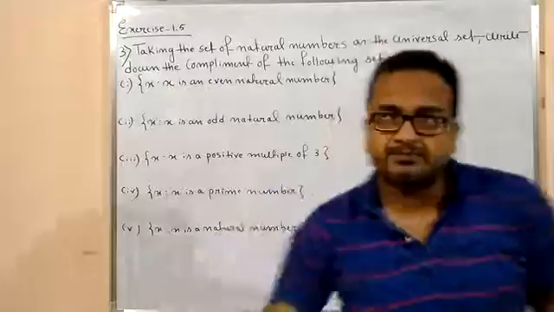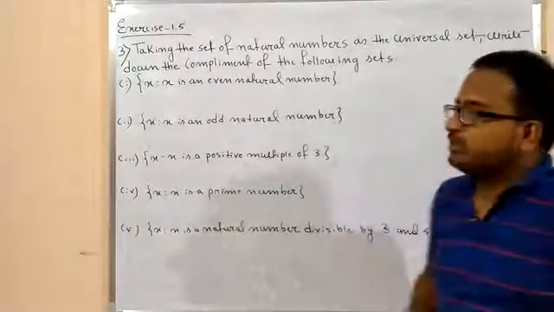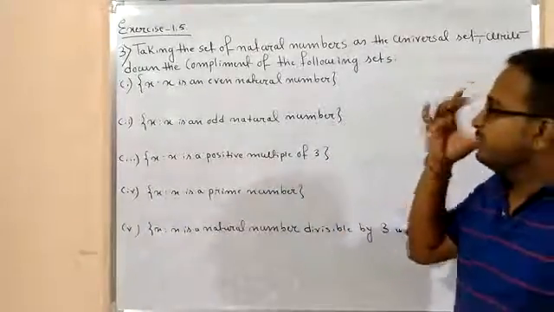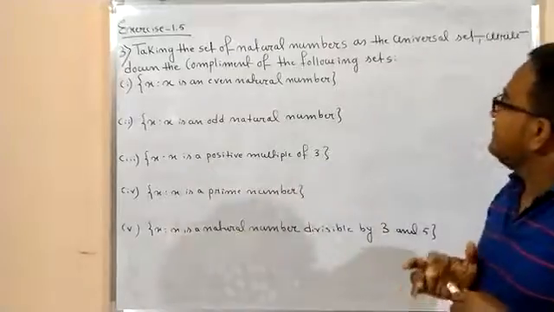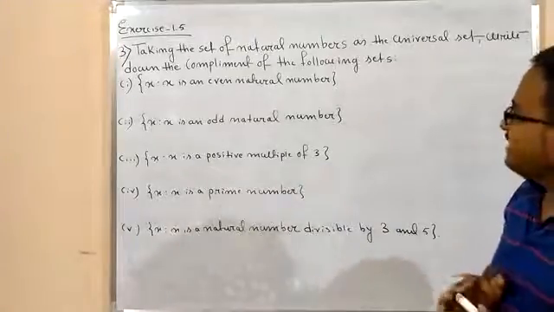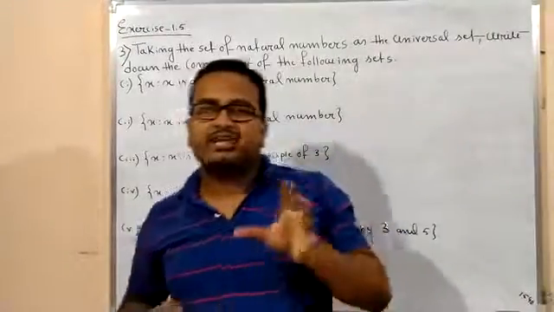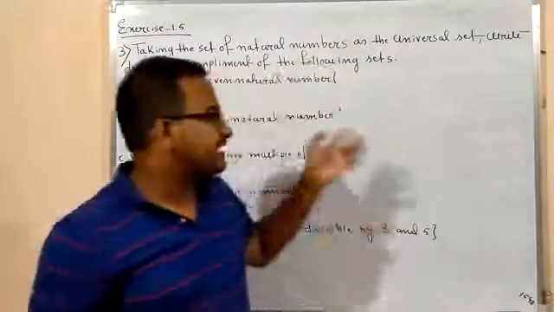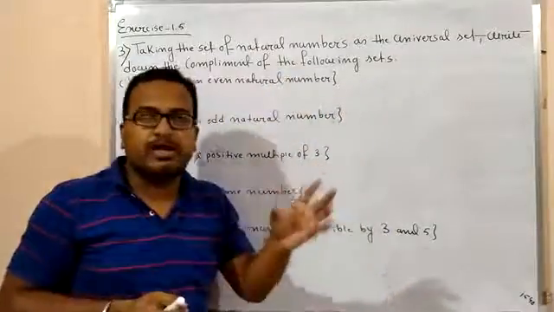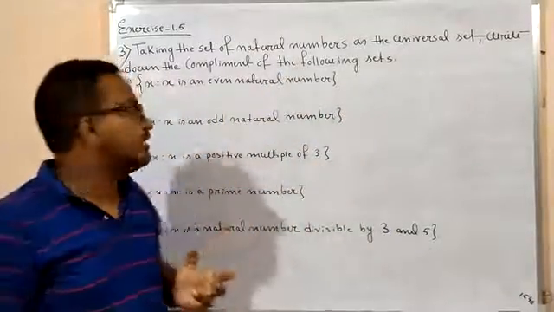Hello everyone. So let us solve question number 3. Question number 3 is: taking the set of natural numbers as the universal set, write down the complement of the following sets. That means here your universal set is the set of natural numbers itself, okay? And some sets are given to you. You have to write the complement of that set, okay?